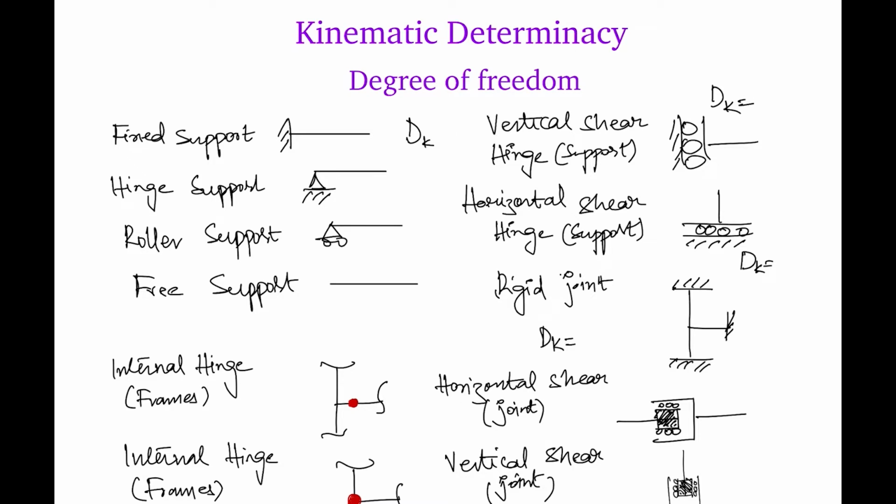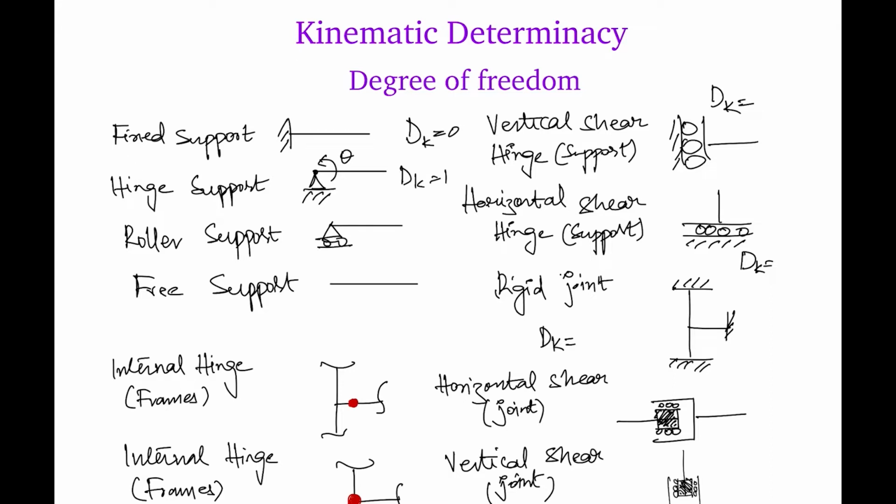So we have a fixed support here. This fixed support cannot move in any direction, let us say X or Y, and it cannot even rotate. So degree of freedom for fixed support is equal to 0. Next we have a hinge support. For a hinge support, the degree of freedom is 1. How? It can rotate. There's a moment here. So it has a degree of freedom of 1.